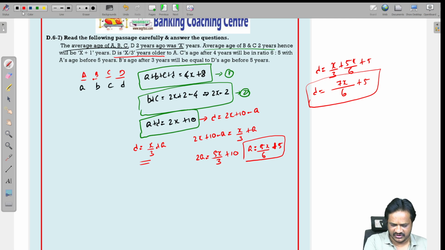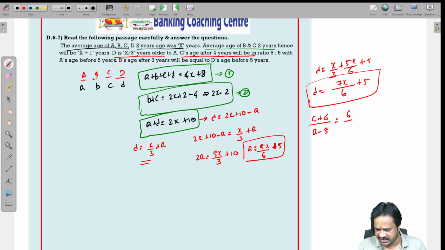Next, you have to follow whatever information is there. C's age after 4 years will be in the ratio of 6:5 with A's age before 5 years. That means C's age after 4 years, C plus 4, and A's age before 5 years, A minus 5, in what ratio? 6 by 5. What is A value already? 5x by 6 plus 5 minus 5. Substitute A here. Plus 5 minus 5 will get cancelled.